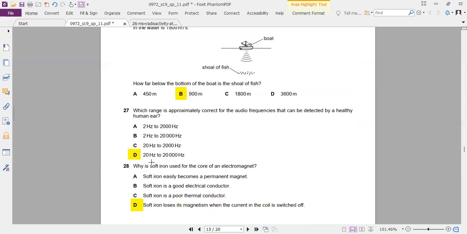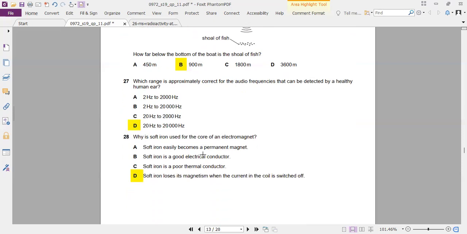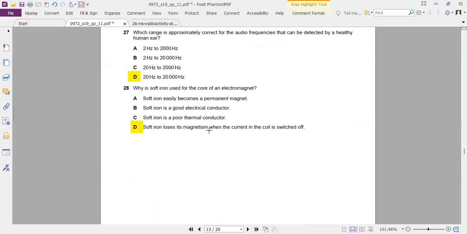Detected healthy human hearing is 20 to 20 kilohertz because it loses magnetism when current is switched off.